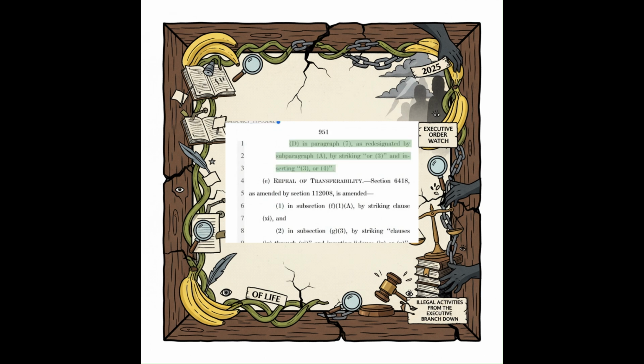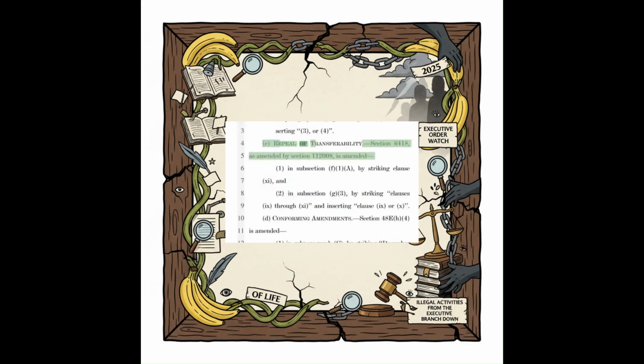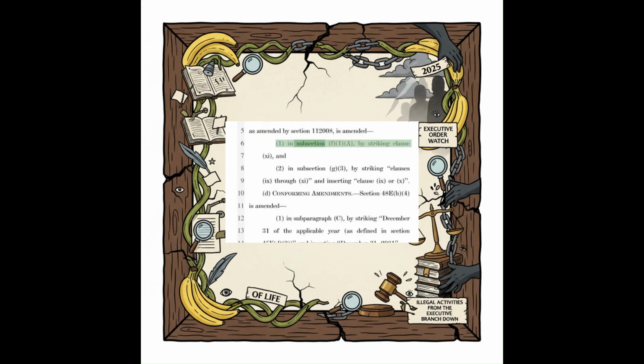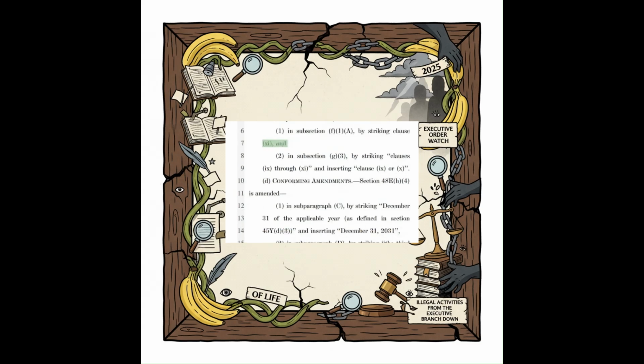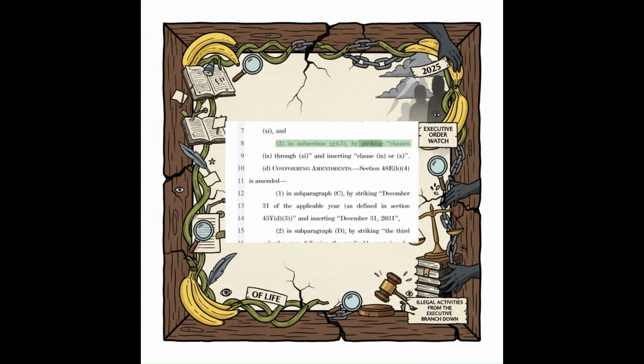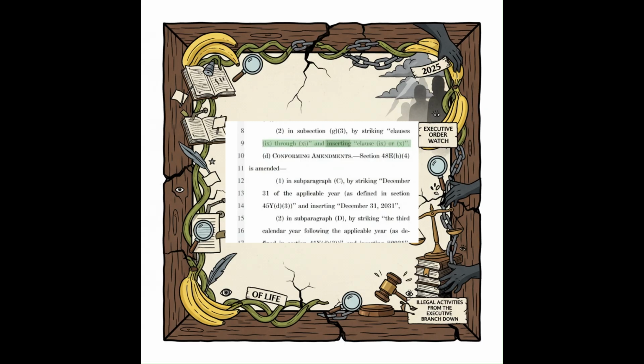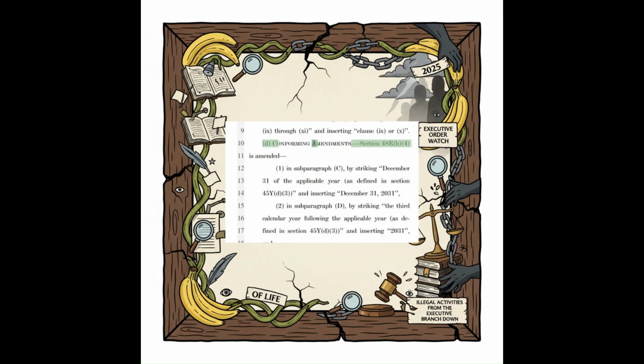951. In paragraph as redesignated by subparagraph by striking "or" and inserting "or". Repeal of transferability. Section 6418 as amended by Section 11208 is amended: In subsection by striking clause. In subsection by striking clauses through and inserting clause or Section 48E.